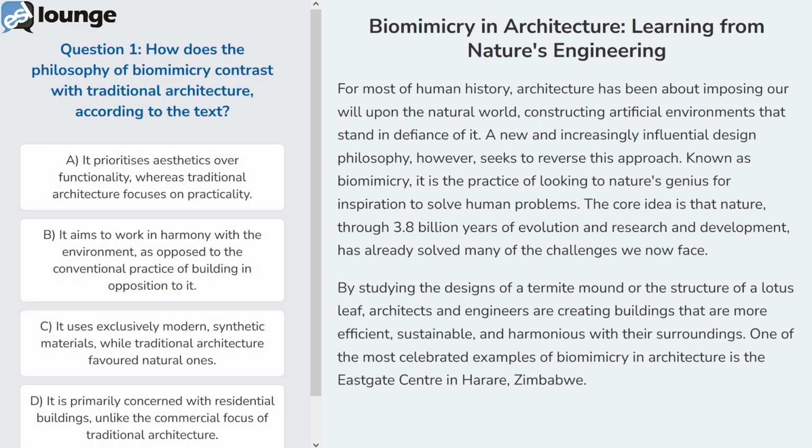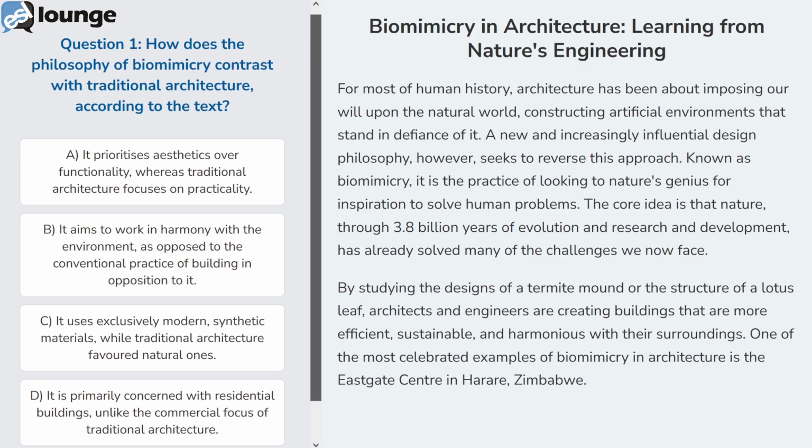Question 1. How does the philosophy of biomimicry contrast with traditional architecture, according to the text? A. It prioritizes aesthetics over functionality, whereas traditional architecture focuses on practicality. B. It aims to work in harmony with the environment, as opposed to the conventional practice of building in opposition to it. C. It uses exclusively modern, synthetic materials, while traditional architecture favored natural ones.